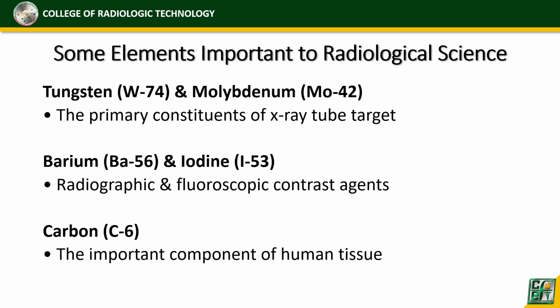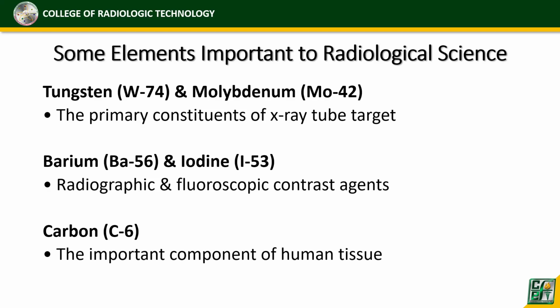Okay. So these are some elements that are important to radiological science, okay, or sciences. So tungsten and molybdenum, bakit? Because they are the primary composition or important composition of our X-ray tube target. Okay, so later on you will know what is the X-ray tube target. Okay, bakit ba may target sa X-ray tube?